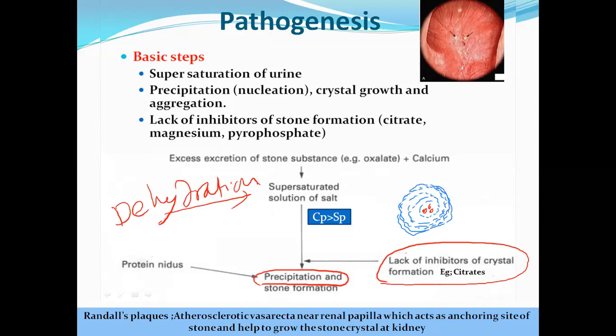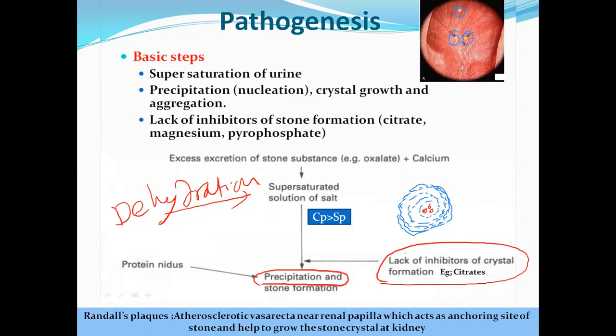That's why there's a theory that there must be an anchoring site. You can see the picture at the top right, that is an internal picture of the calyx of the kidney. You can see these yellow spots over there. Actually these are atherosclerotic plaques, that means fatty plaques, found at the vasa recta, or the vessels of the papilla. These fatty spots allow an anchoring point for small crystals.